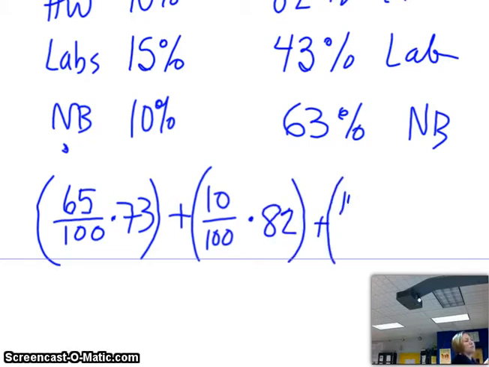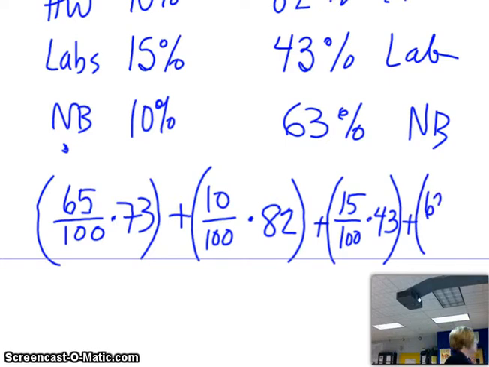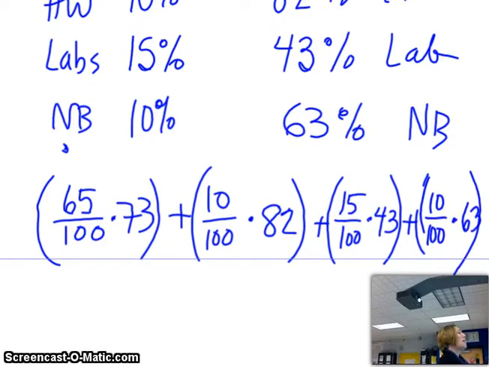Your labs are worth 15%. I convert that to a decimal by dividing by 100, and I multiply that by your lab average, which is 43, because you really stink at labs. And then I take your notebook, which was 10%. I divide it by 100 to get it to a decimal, and I multiply it by 63. And then I add those values up. So if this is you, this is how your grade would be calculated. 65 divided by 100 is 0.65. I multiply that by 73. And that gives me 47.45. Then 0.1 times 82 gives me 8.2.